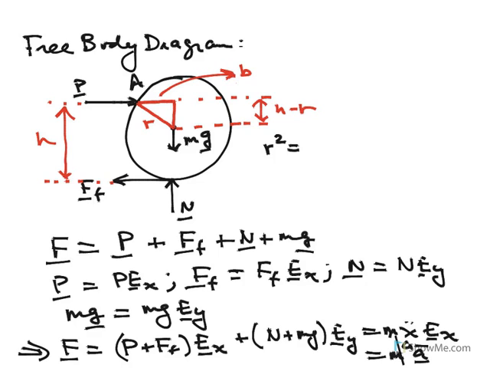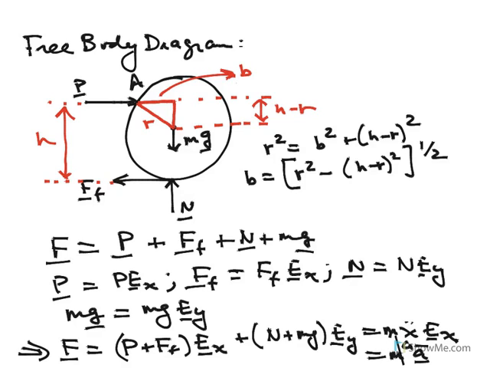So using the Pythagorean theorem, you'll see that r squared is equal to b squared plus h minus r squared. That's all I really need to know. I mean, b is actually equal to r squared minus h minus r squared, the whole thing raised to the 1/2. But I don't really need to worry about that. I'm just going to leave it in terms of b, and any algebra that we need to do, we'll deal with later.